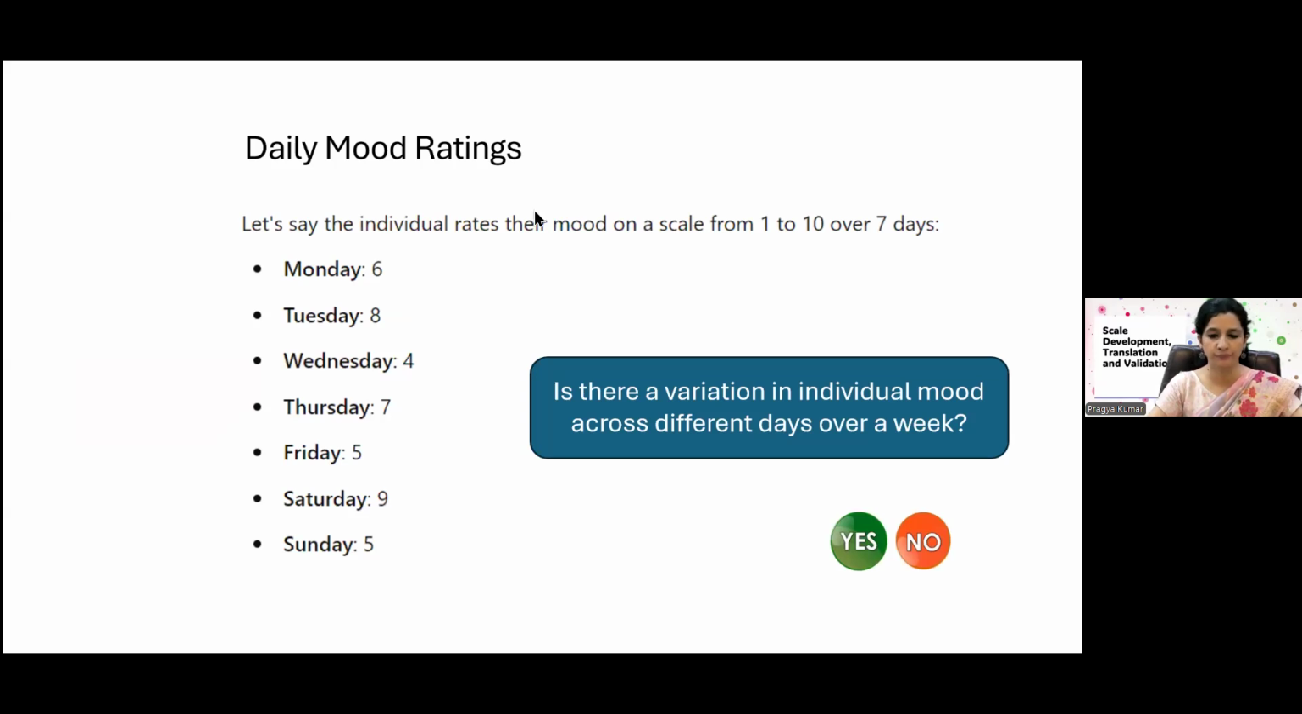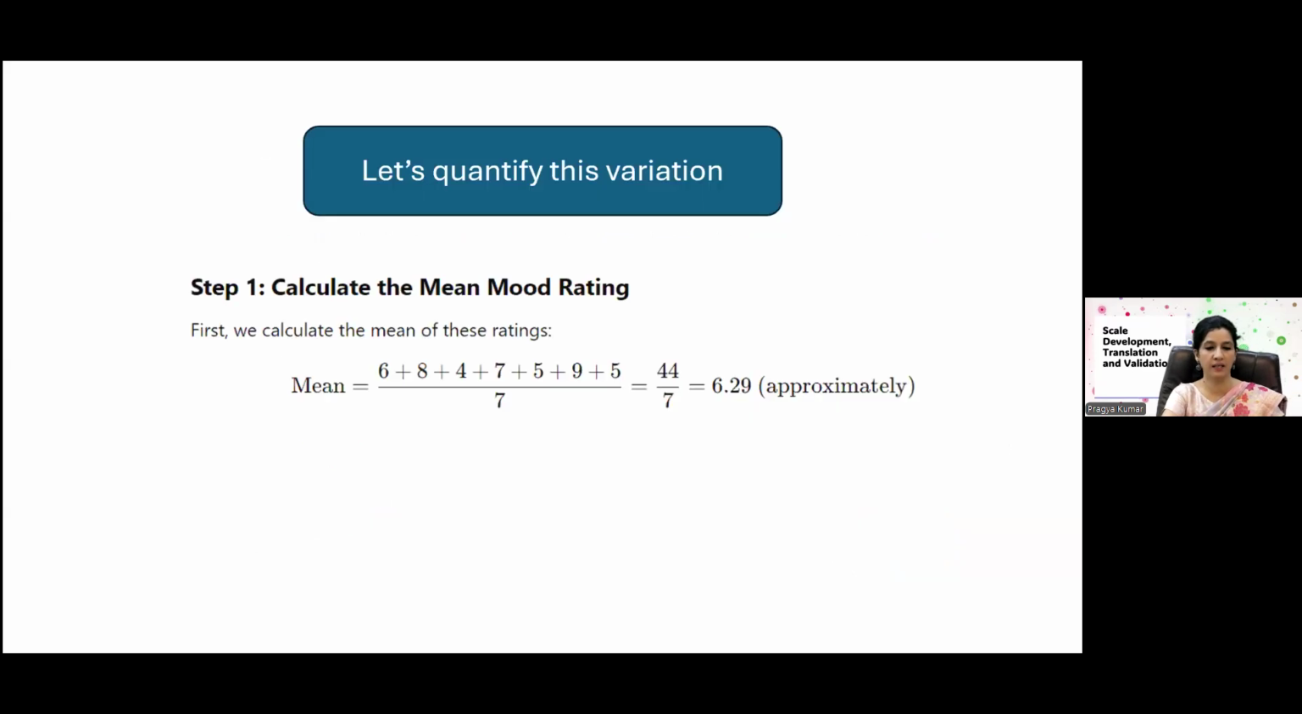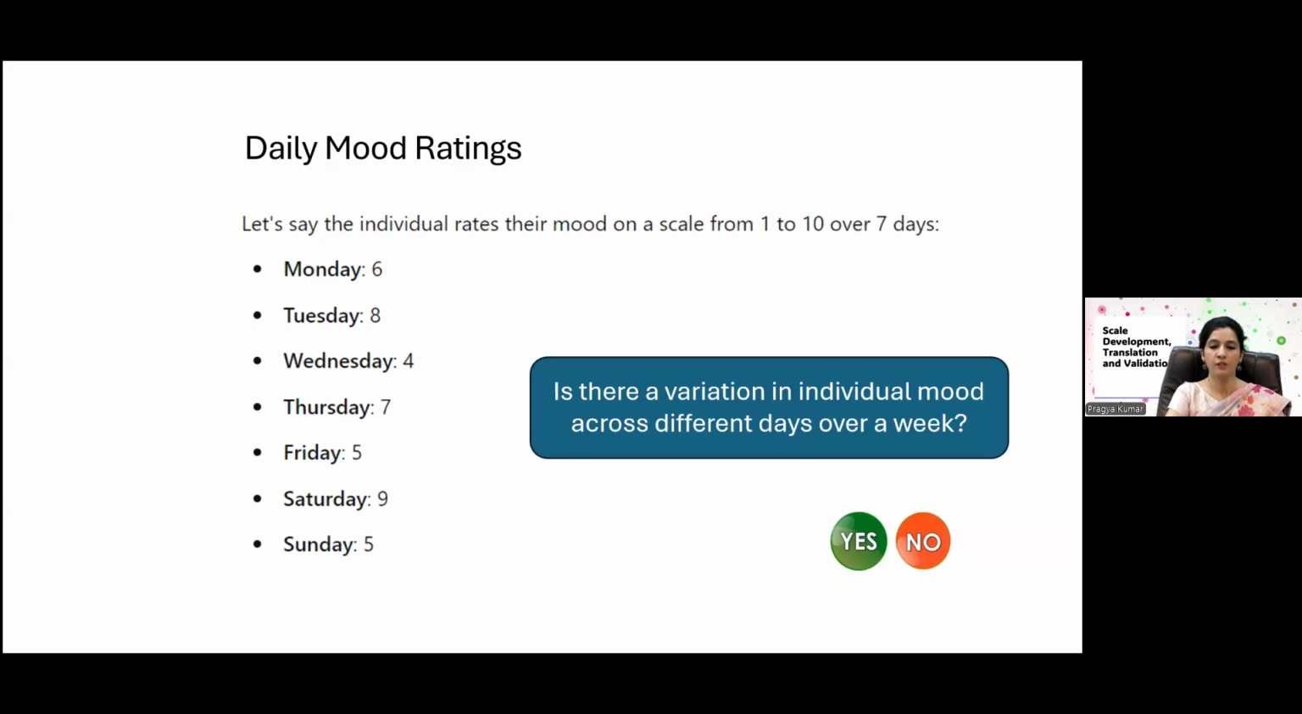So now, if I ask this question, please rate your daily mood ratings. Let's say one individual rates his mood on a scale of 1 to 10 over 7 days. On Monday, he has given a score of 6. On Tuesday, 8, Wednesday, 4, Thursday, 7, Friday, 9, Saturday, 9. So what is your answer? Is there any variation in individual mood?